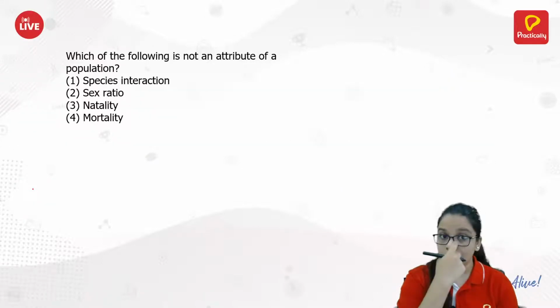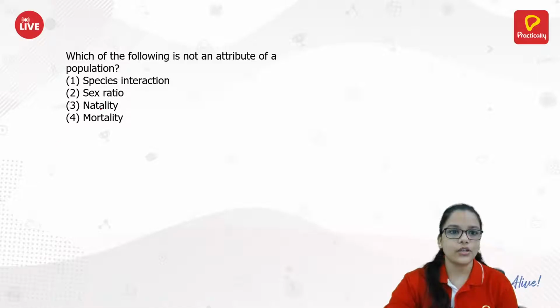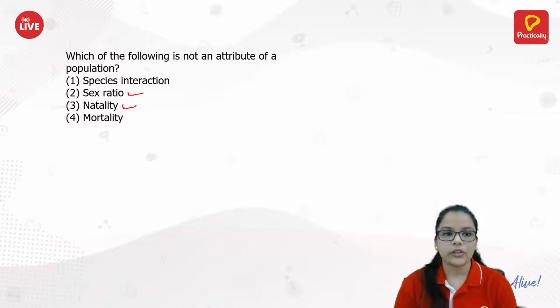Which of the following is not an attribute of population? Species interaction, sex ratio, natality, mortality. Okay, sex ratio is there. Okay, female versus male. Natality, the birth. Mortality is death. Species interaction does not depend on the population. Okay, so the answer is 1.